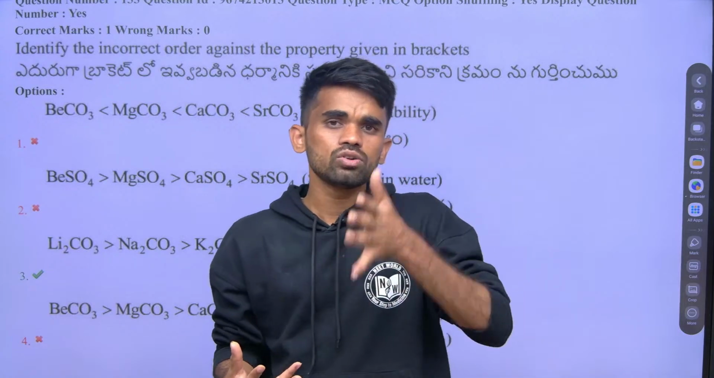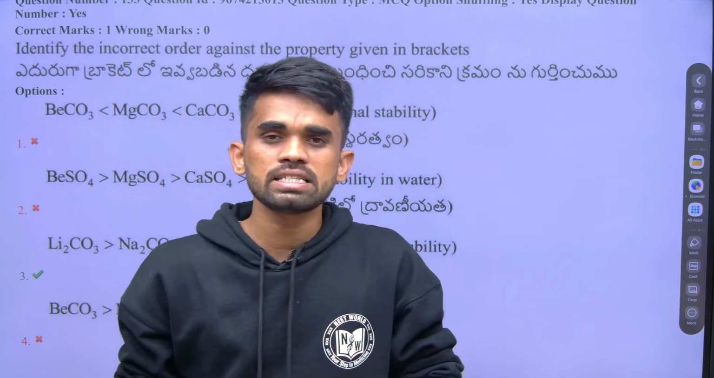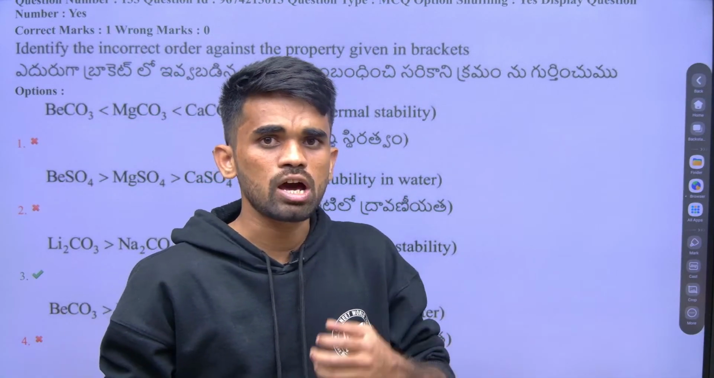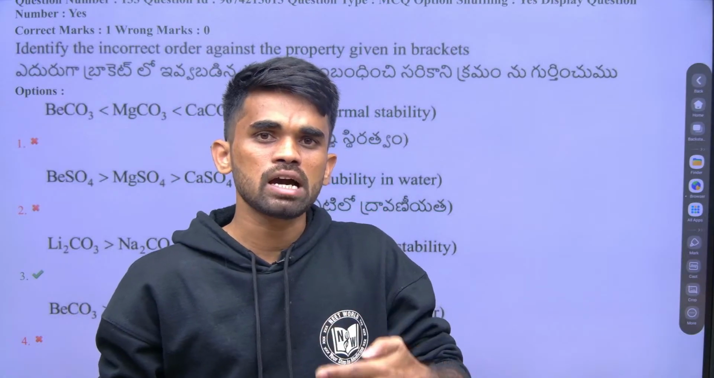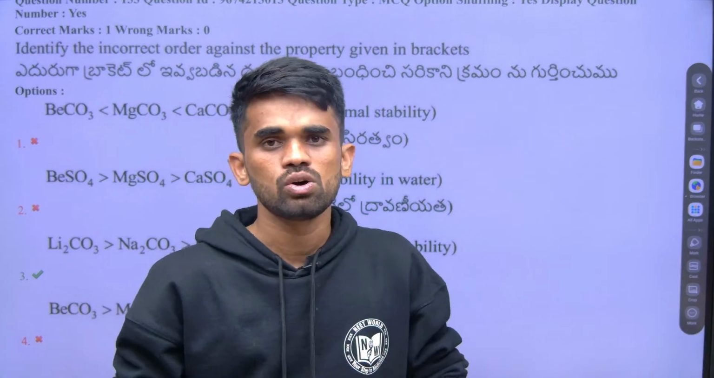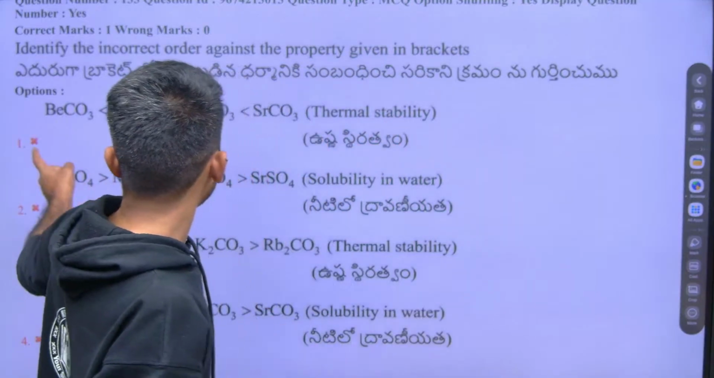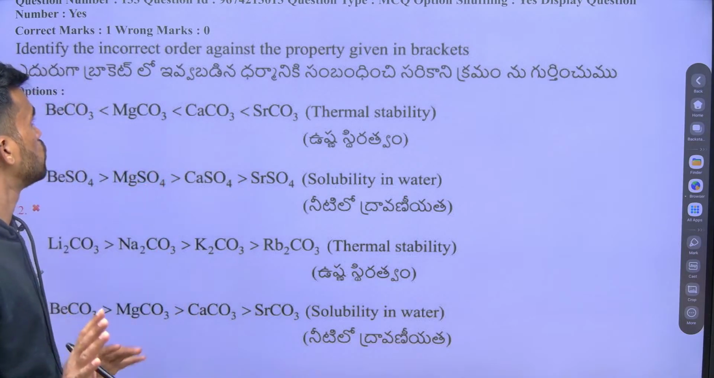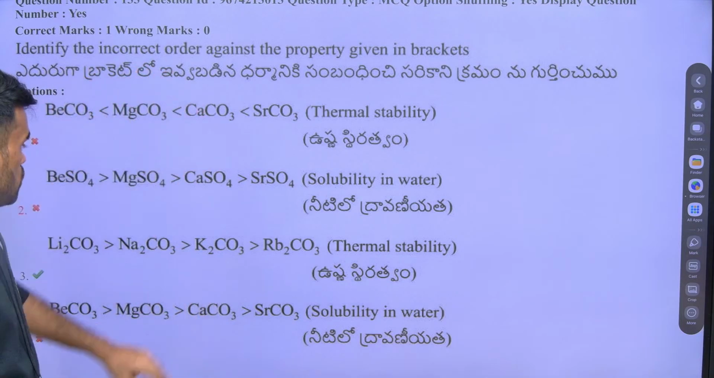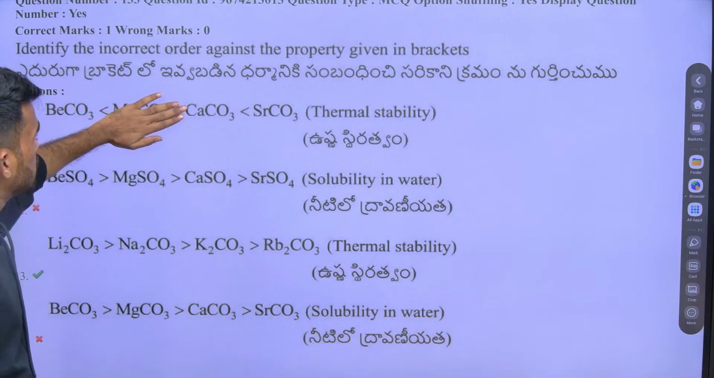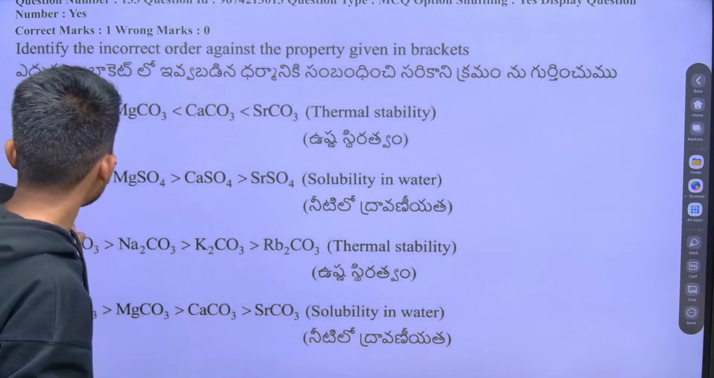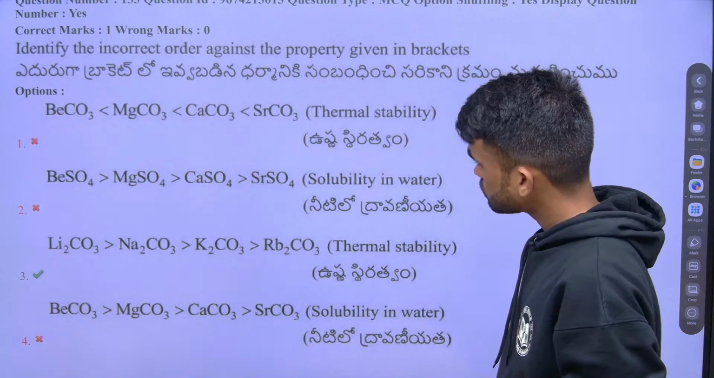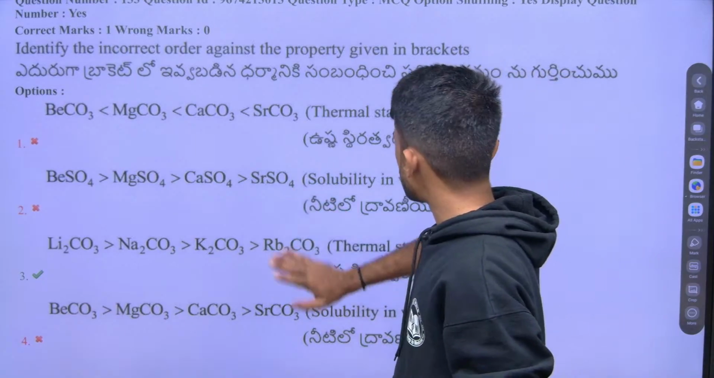So therefore, down the group size of cations increases for first group metals and second group metals. So carbonate, bicarbonate stability down the group increases. Okay. So it means in the second group elements, strontium carbonate is more stable. Yes, the order is correct only. They are asking about the incorrect order. So the first order is correct only, but we need to choose the incorrect one. So the second order, see here, solubility. Solubility also is correct.